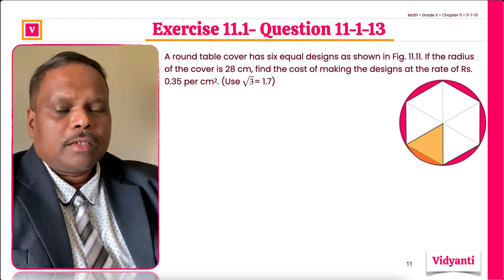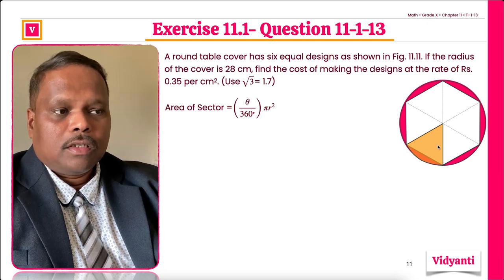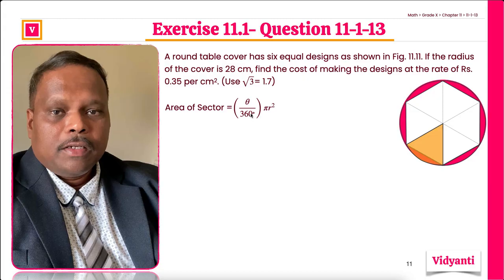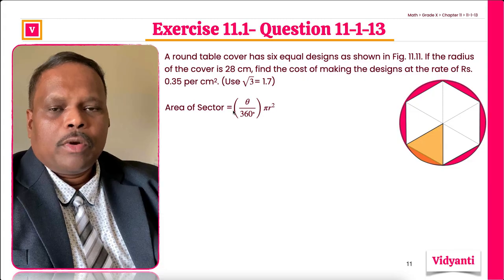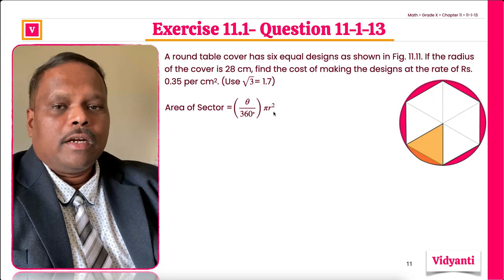So let's see the strategy. First, we'll calculate the area of the sector, which is shown here with yellow color. The formula for area of the sector is theta divided by 360 degrees times pi r square. If pi r square is the complete circle, we have to take the appropriate fraction denoted by theta, which is this particular angle, divided by 360 degrees. So first we'll calculate the area of the sector.